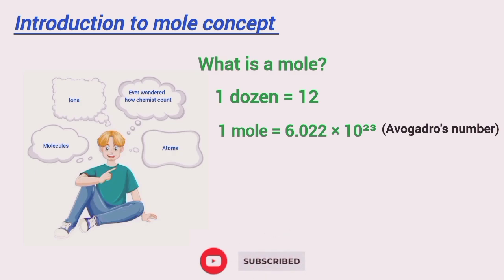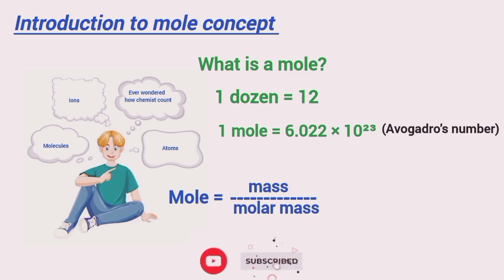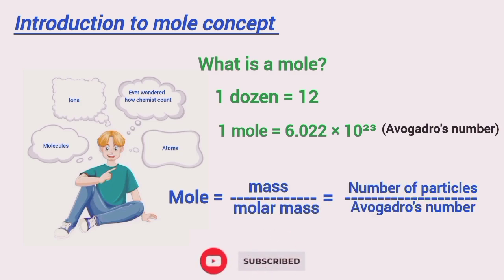Mathematically, we say mole is equal to mass over molar mass, which is also equal to number of particles over Avogadro's number. These particles could be protons, neutrons, atoms, or molecules.